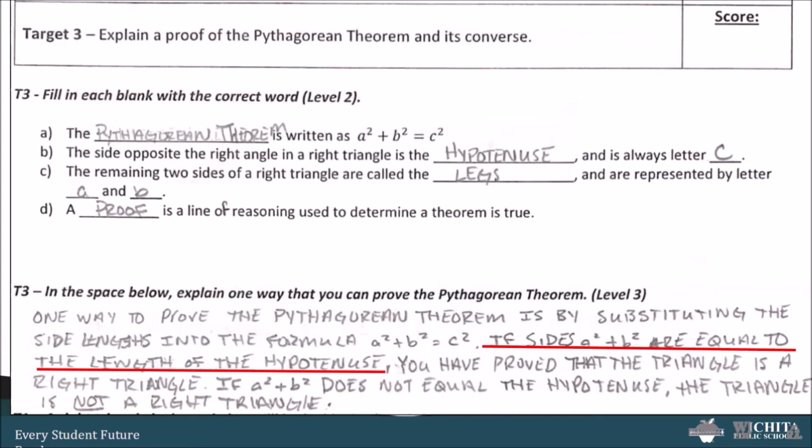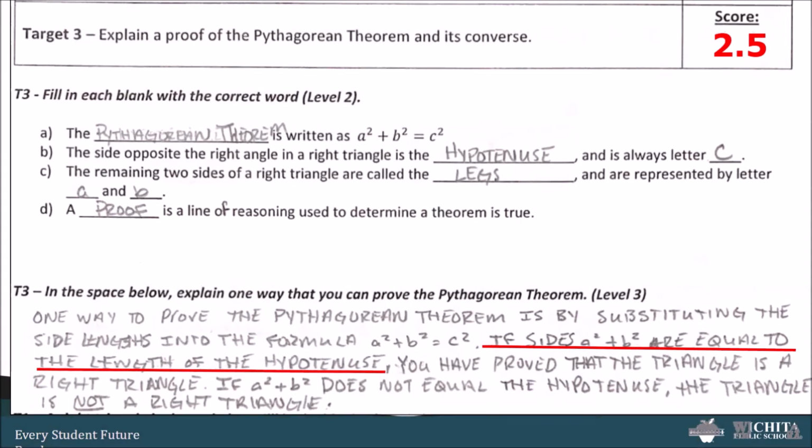As we all know, a squared plus b squared has to equal the hypotenuse squared in order to prove the Pythagorean theorem and work out to be a right triangle. So in his case, he's on the right track of thinking, but I would not say he's all the way up to a level 3. So my score that I would give Antonio, based on the fact that he got all of the level 2 information correct and he's partially on the right track for level 3, would be a 2.5.